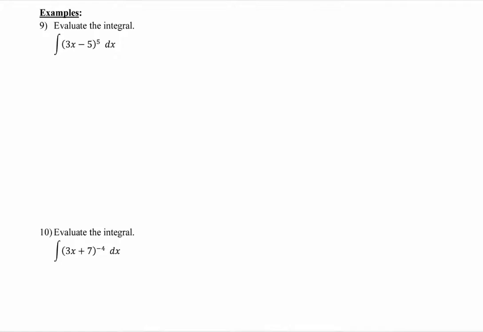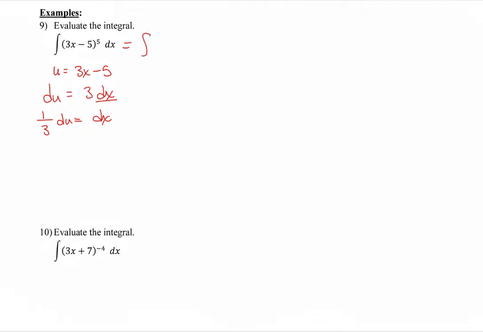So what we're going to do is let u equal 3x minus 5. Then du equals 3 dx. Normally we would write this as du dx, but now we're going to write the du on one side and the dx on the other. The next thing you want to do is solve for dx. So you're going to get 1/3 du equals dx.